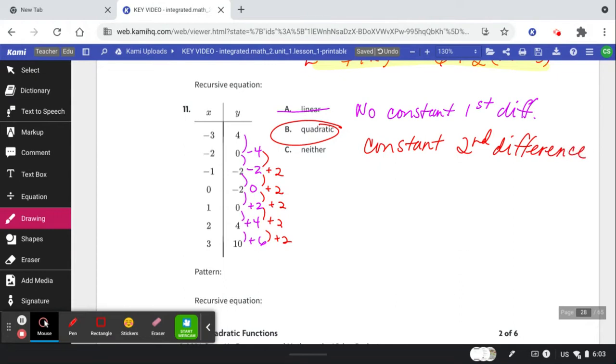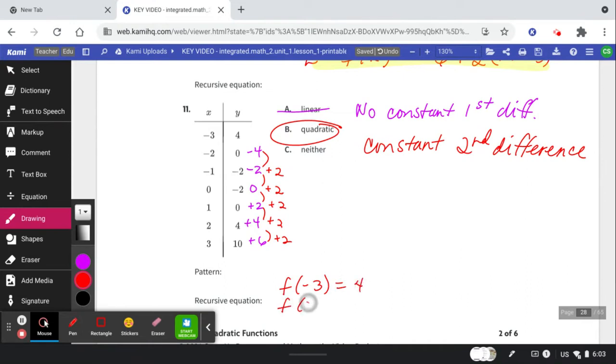Now, if you're worried about these additions and subtractions that I just got right here, remember to grab a calculator and do it on a calculator so that you're not stressing yourself out about the negatives. So our pattern is quadratic because of the constant second difference. Now let's go write the recursive. Again, using any term, but I'm going to do the top term. F of -3 equals 4. F of x equals f of x minus 1.